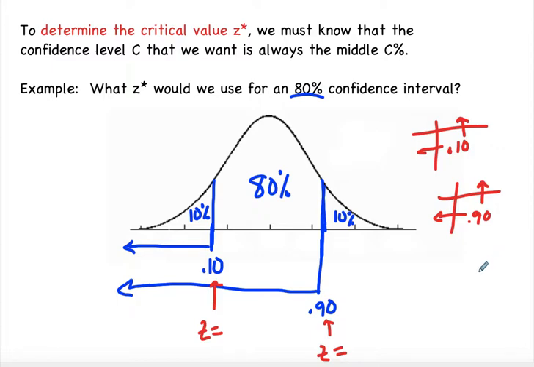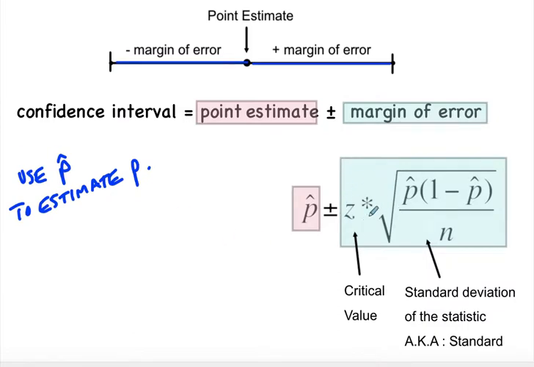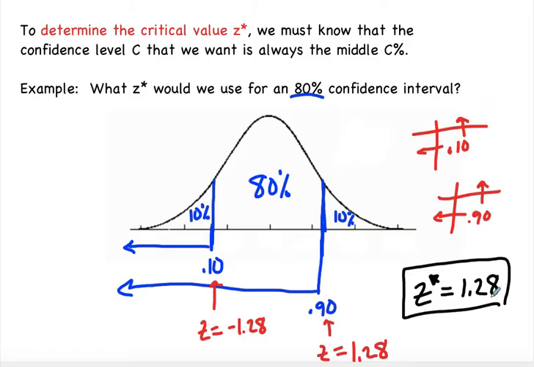When you look those up on your chart, you should see that the z score down here is negative 1.28, and the z score here is positive 1.28. It makes sense that one's positive and one's negative because of the symmetry. We have exactly the same amount to the right and to the left. When we talk about z star, it's always going to be a positive value, so we really only need the positive version. So 1.28 is the number we would plug in to our z star, going back a page, if we were told to make an 80% confidence interval. This is only the z star for an 80% confidence interval.